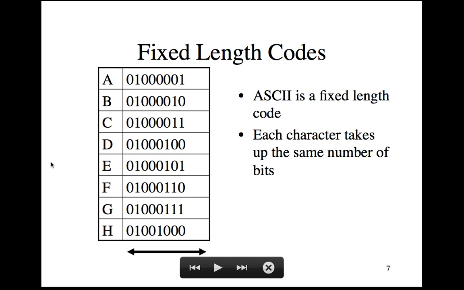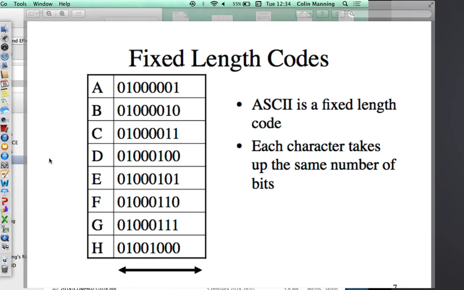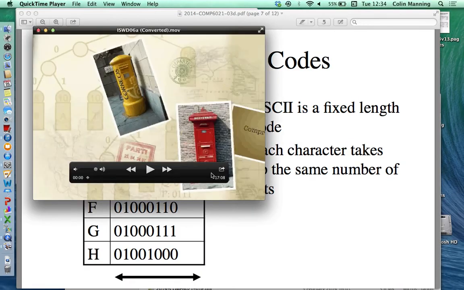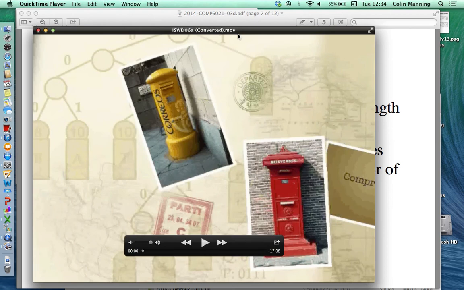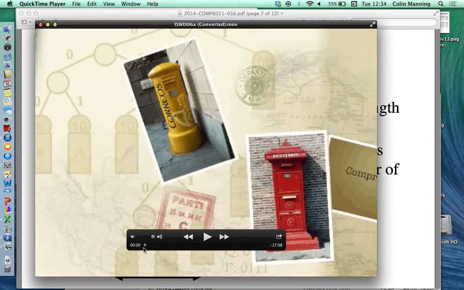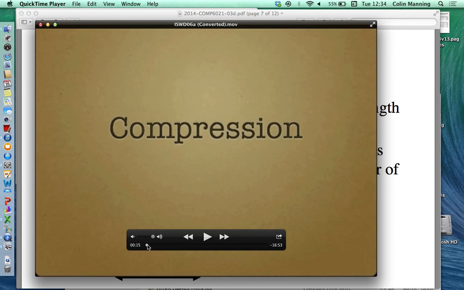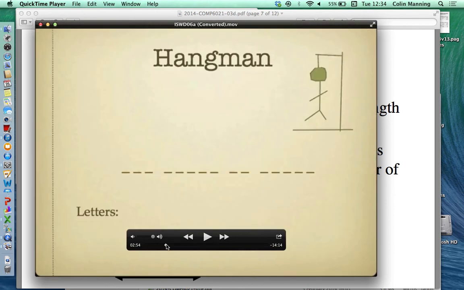Now, you'll recall I asked you to take a look at a particular video in time for class, and I asked you to play Hangman. Do I have a marker? I don't think I do. Nope, so we missed the point there.